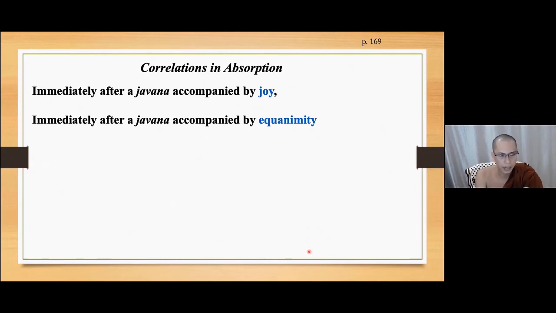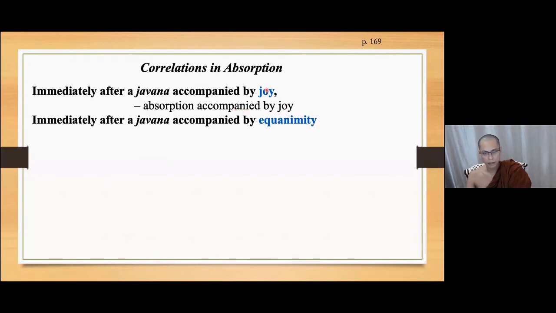Okay, as the final part of this lesson, I need to introduce another topic, the correlation in absorption. Before the absorption arises, there must be a wholesome sense-sphere jhana or functional sense-sphere jhana. After that, the absorption jhana arises. This is the sequence in the process of the absorption attainment. After the sense-sphere jhana accompanied by joy, the absorption jhana accompanied by joy.